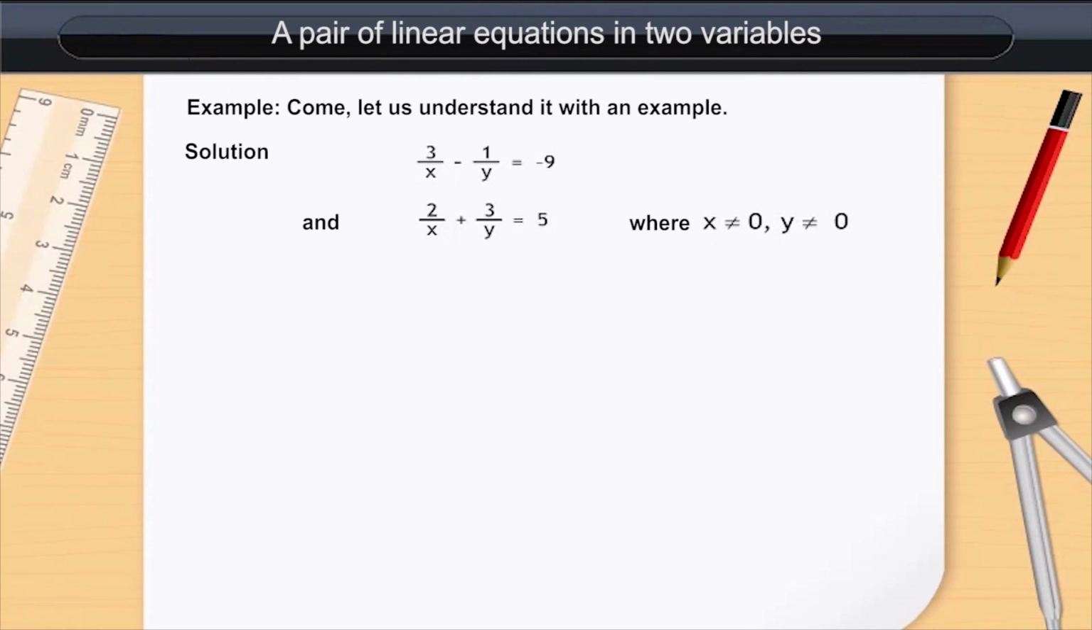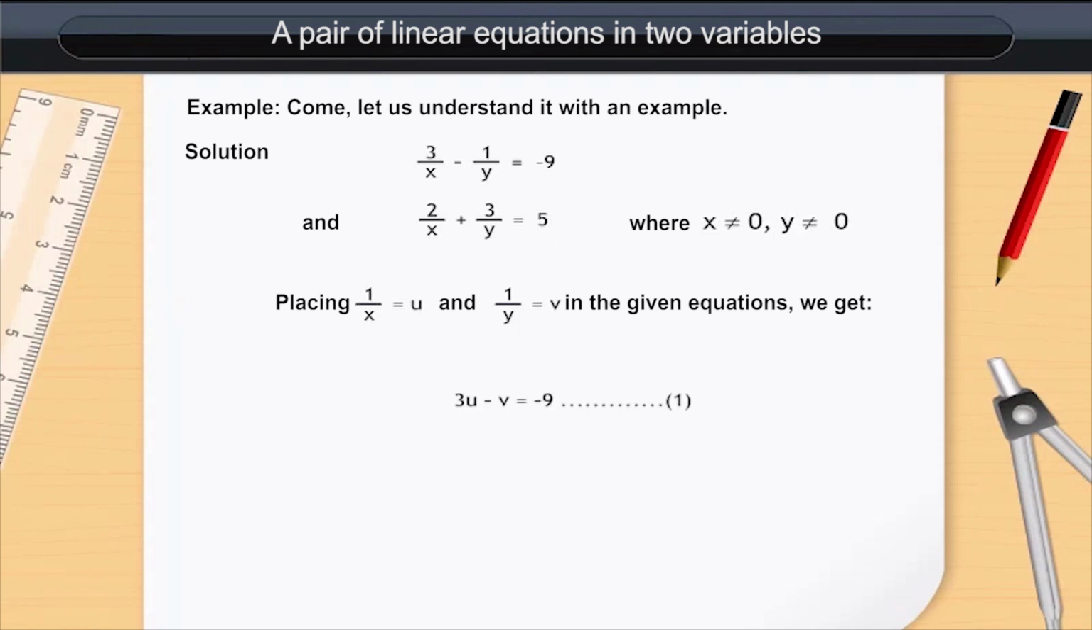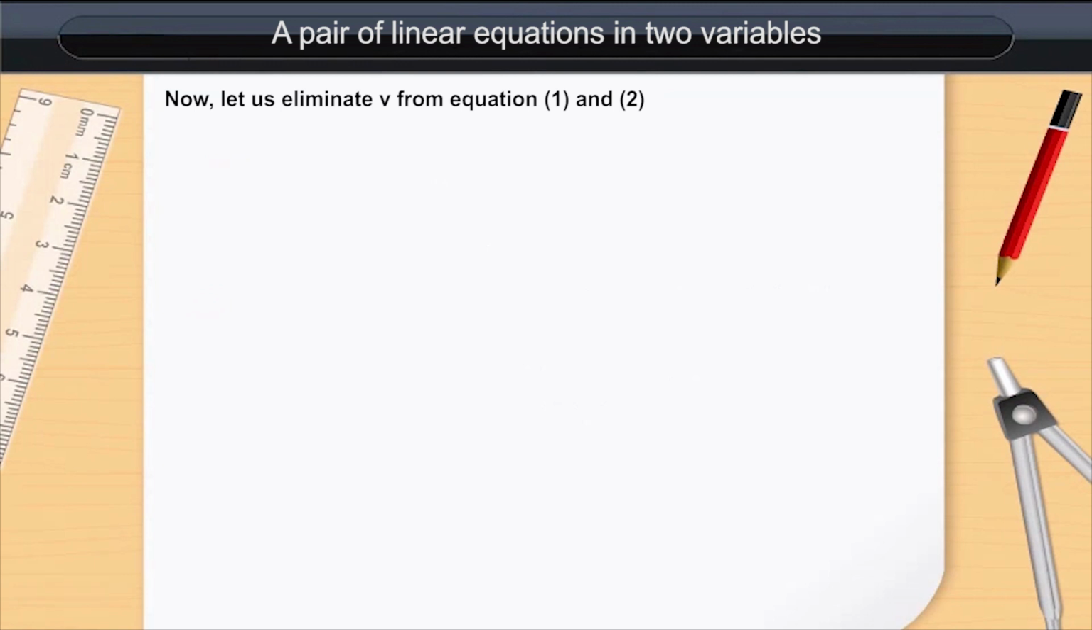Solution. Placing 1 upon x is equal to u and 1 upon y is equal to v in the given equations, we get 3u minus v is equal to minus 9. Call this equation 1. 2u plus 3v is equal to 5. Call this equation 2. Let us eliminate v from equations 1 and 2.